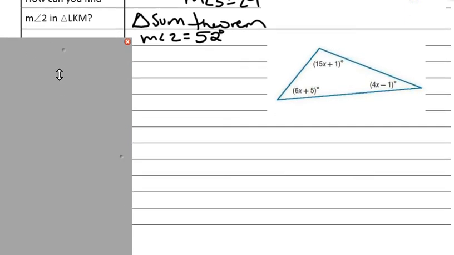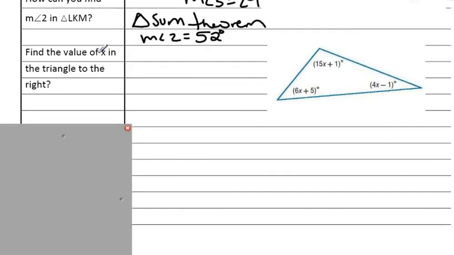So now we're going to find the value of x in the triangle to the right. Go ahead and draw a picture of the triangle to the right. And in order to find the value of x, once again, we're going to use the triangle sum theorem. And the triangle sum theorem, we can abbreviate theorem with THM. The triangle sum theorem says add all three angles together to equal 180 degrees.